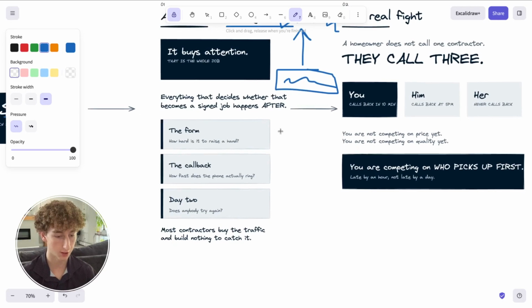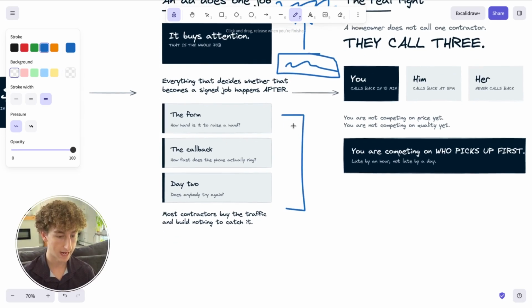So there's 3 steps that I'm talking about, and that's right here. So the ad buys the attention. The 3 things that happen after are what actually books the job. So the 3 things are a form. You need a really good, quality form that has a bunch of metrics on it that will qualify your future customer to make sure they're fit to work with you.